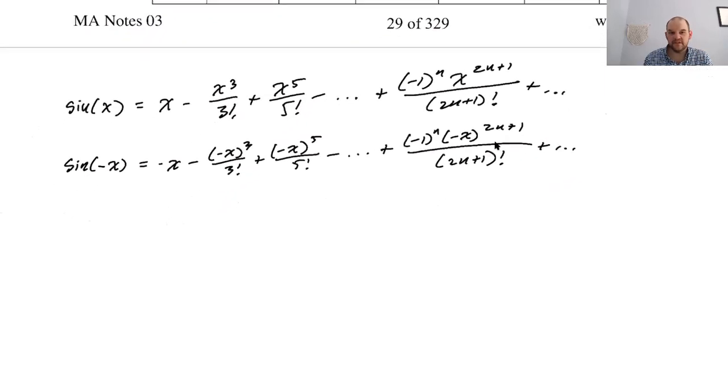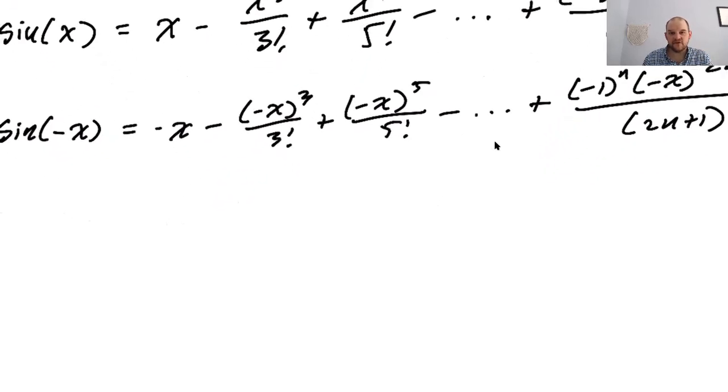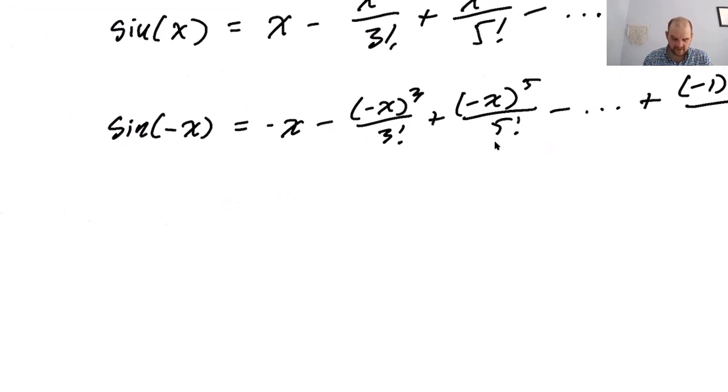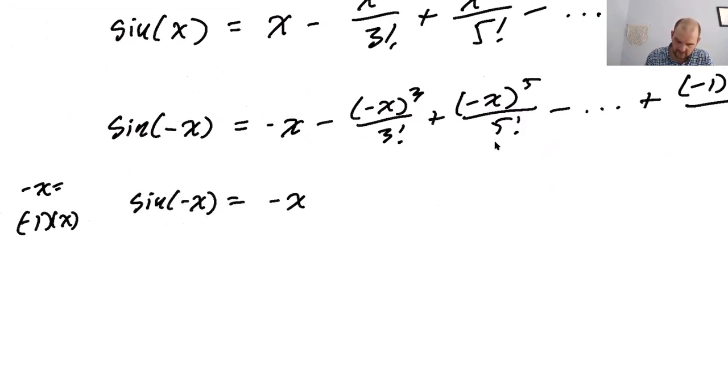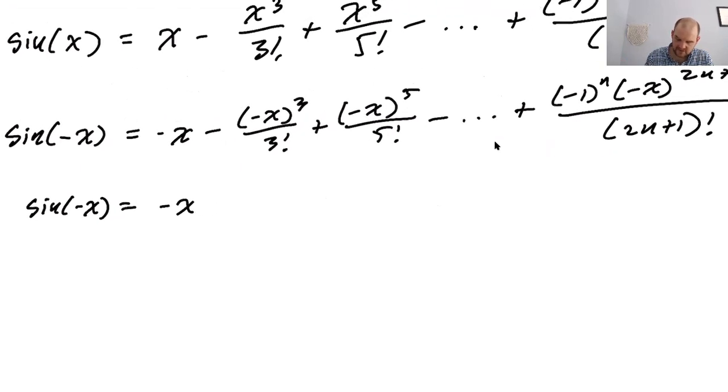All right, so what can we do? Well, all of these are odd powers. So negative x is negative 1 times x. So negative x cubed is really negative 1 cubed times x cubed. So sine of negative x is negative x, minus negative 1 cubed is negative 1, so it's minus negative, so plus x cubed over 3 factorial.